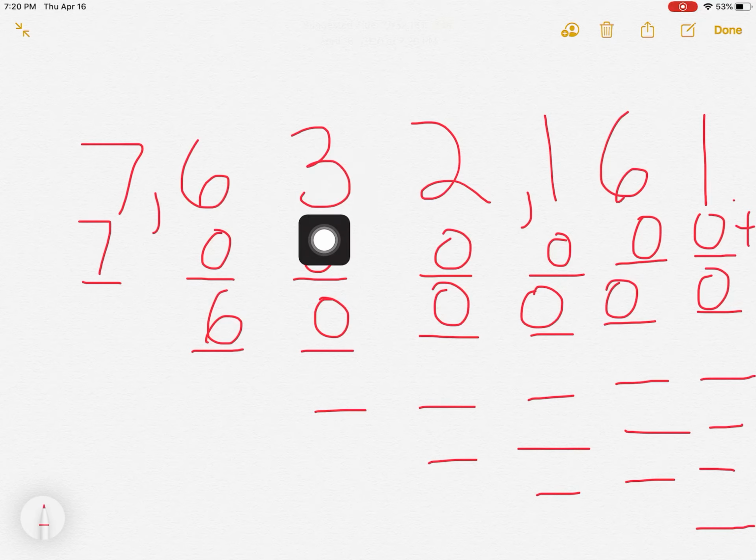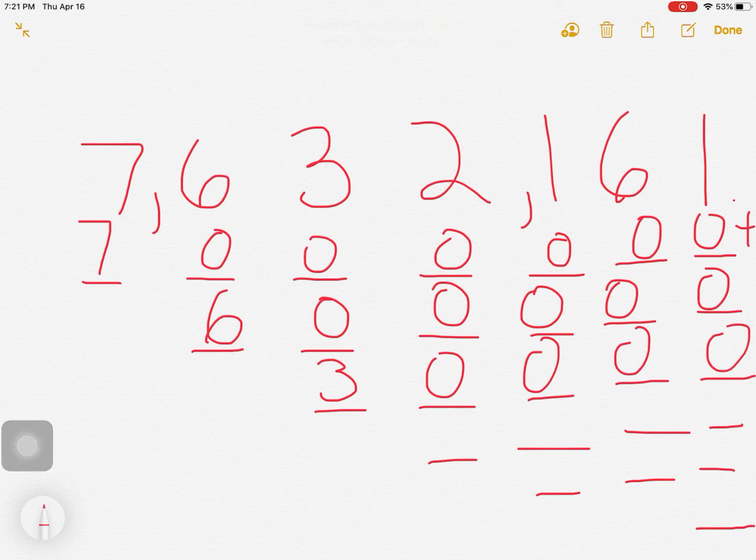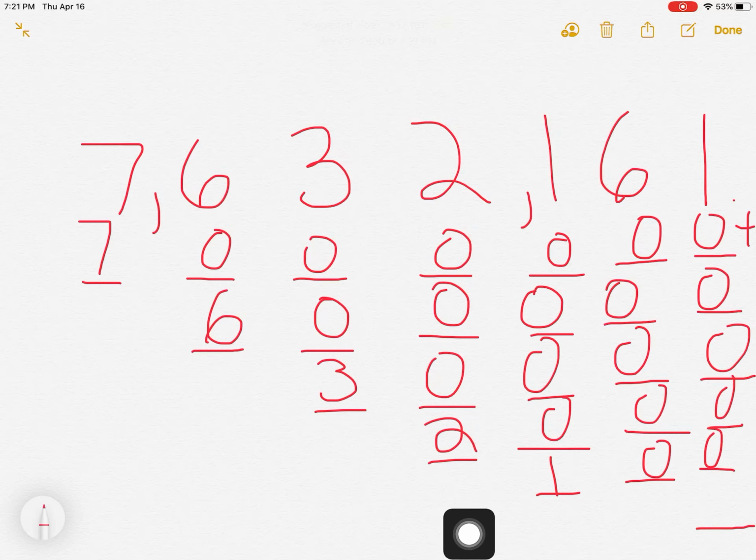And the next one is what? 3. We drop it, we write it here, and the rest is zeros. Okay? This one, 2, 0, 0, 0. This one, 1, 0, 0. And this one, we drop the 1. And look, we have no lines left to write any more zeros.